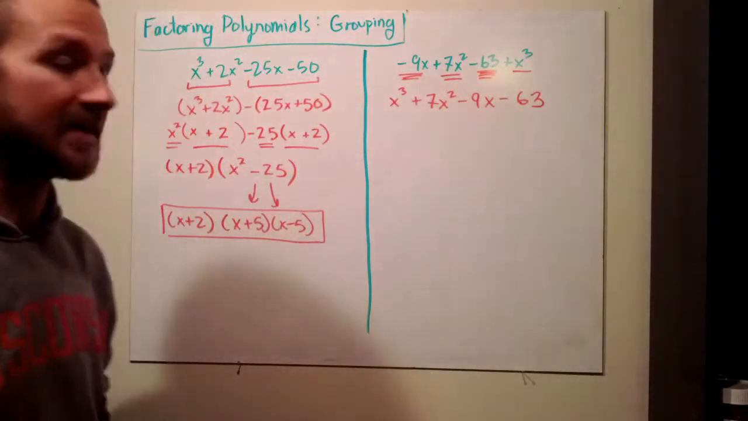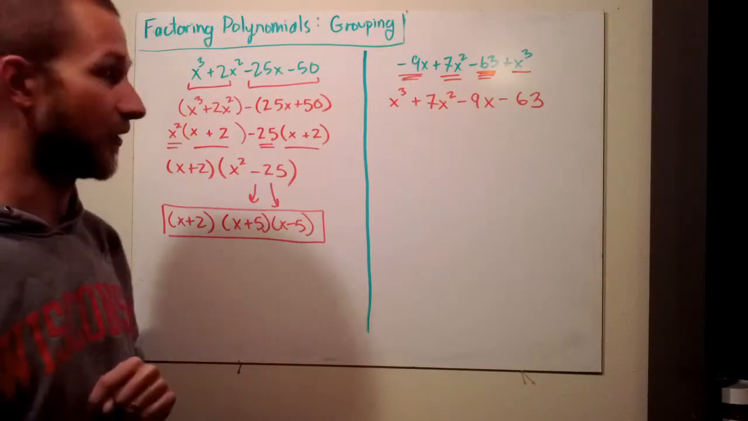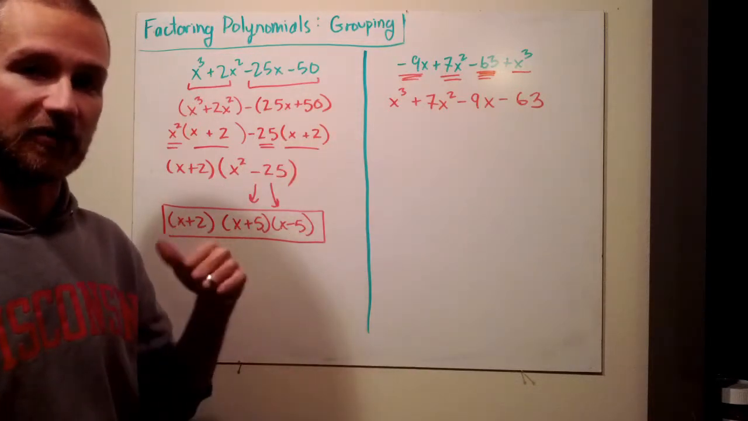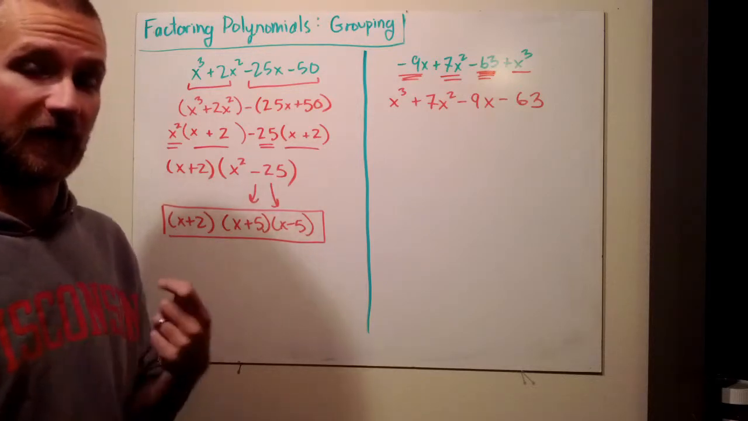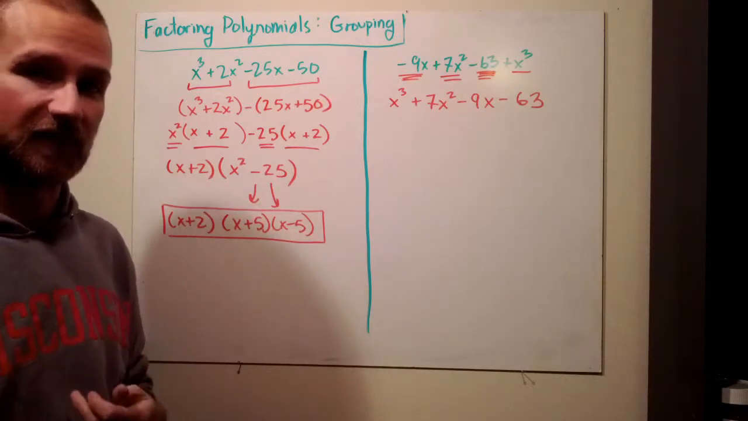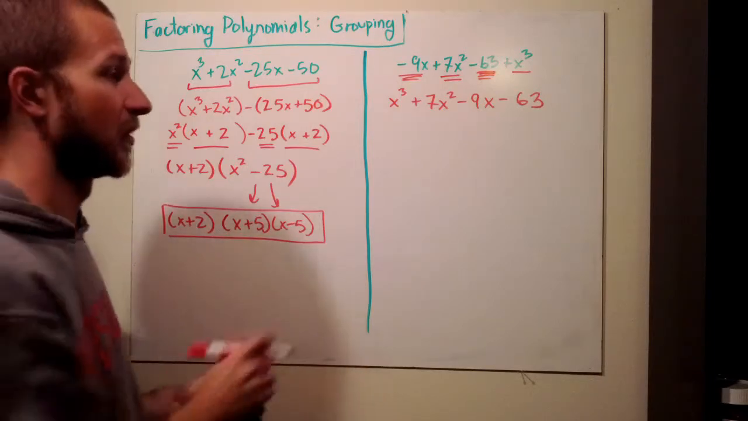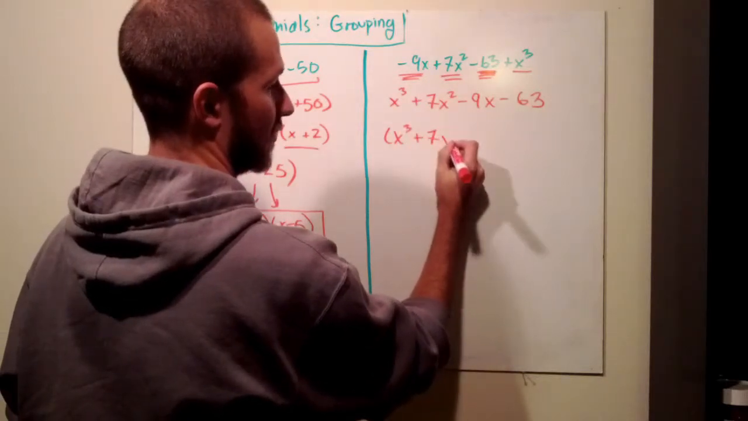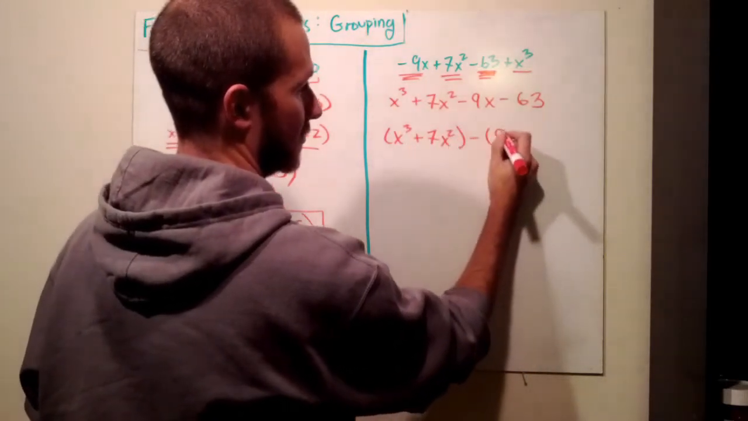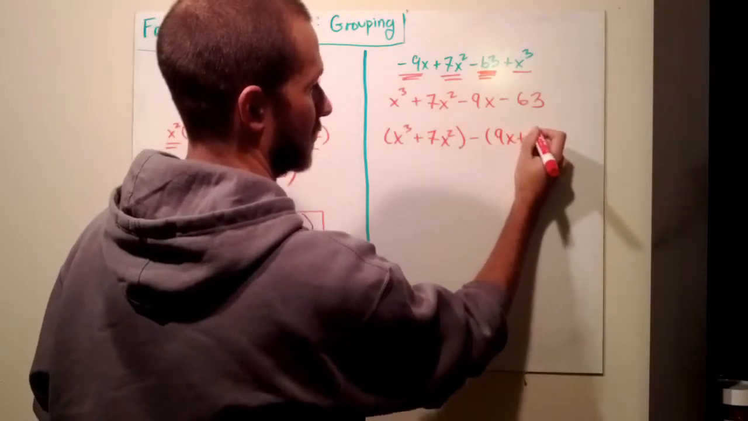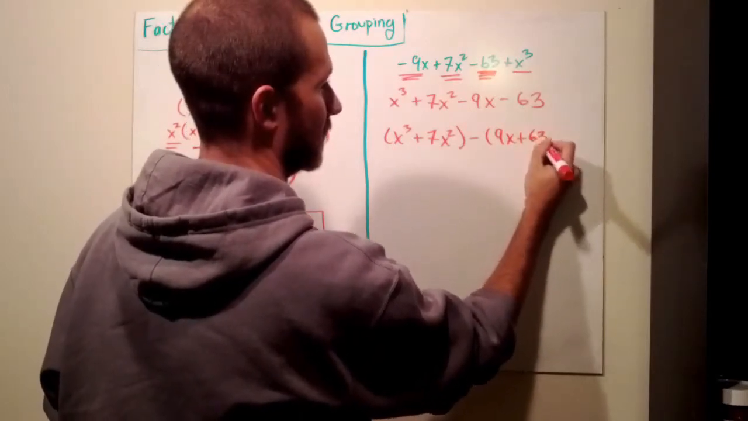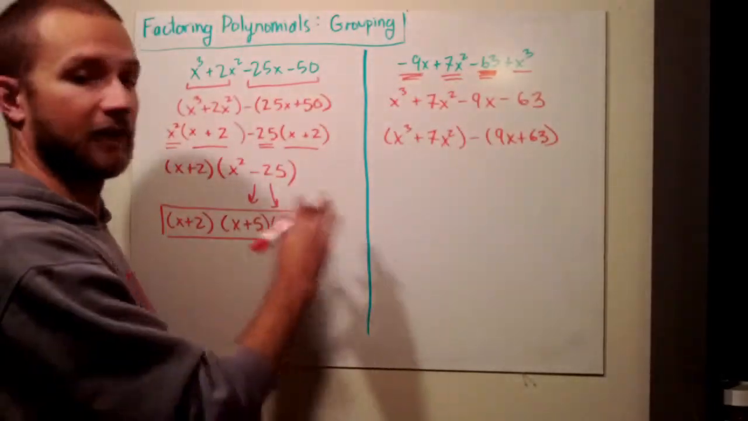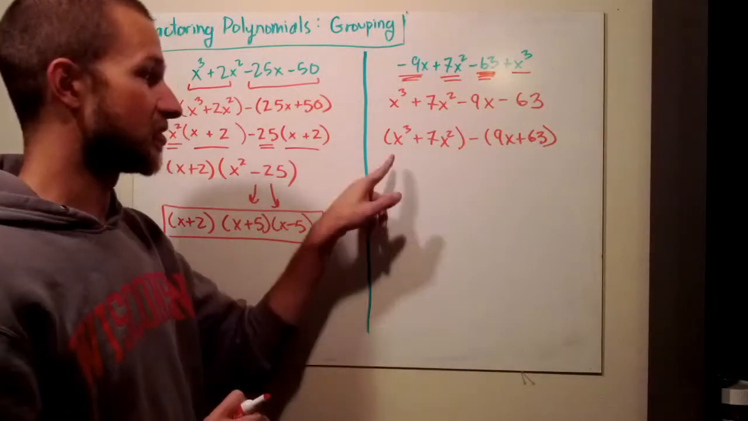Right. That was a step that we did not have to do in the first problem because it was already in order for us. Now it's going to be the same steps. I'm going to group, then factor out the greatest common factor, and then hopefully factor out the common binomial, then see if there's any factoring I have to do to finish off the quadratic. So grouping, I get x cubed plus 7x squared minus 9x, or I'm sorry, plus 63. Again, be very mindful of the negatives. Factor out the greatest common factor from each group now.